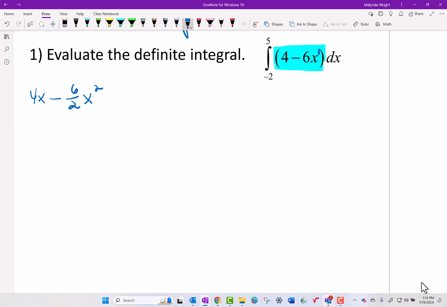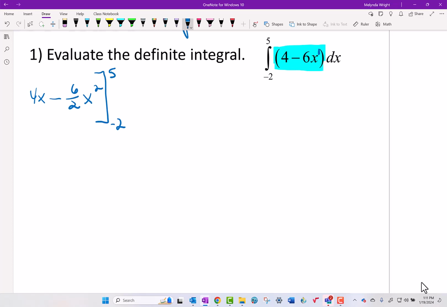Then I usually do a bracket like this. Some people do lines, whichever you prefer. I normally do a bracket. And then I put the -2 on the lower bound and the 5 on the upper bound. I'm going to pause here for just a moment. So I've done the first part of Fundamental Theorem Part 1. I've done the antiderivative, and I have put my little bracket there, and I have my numbers there.